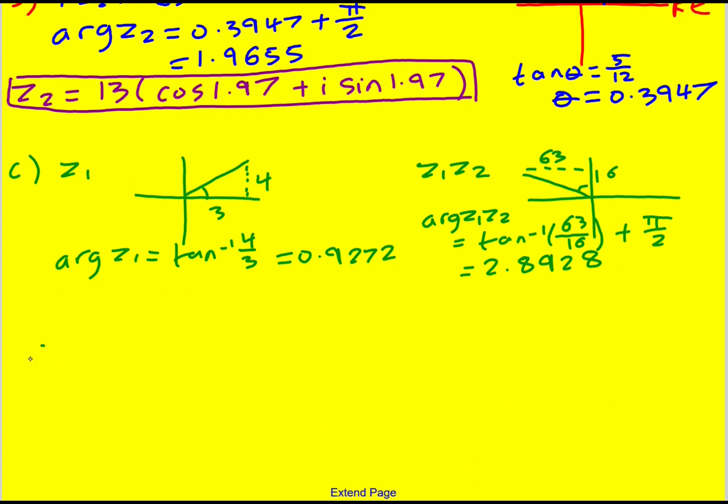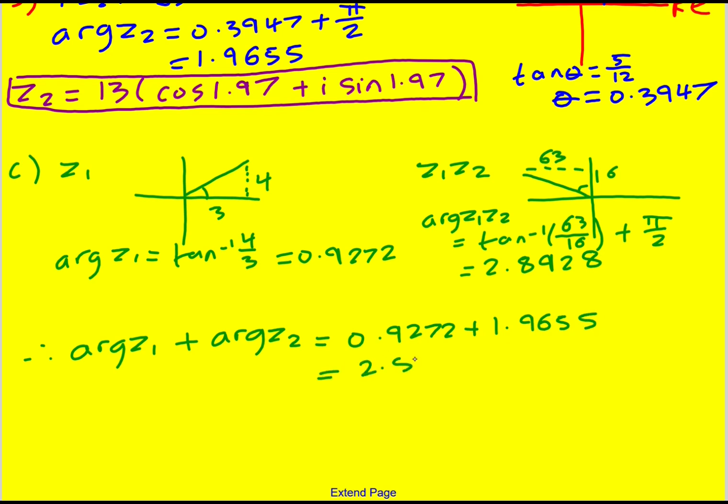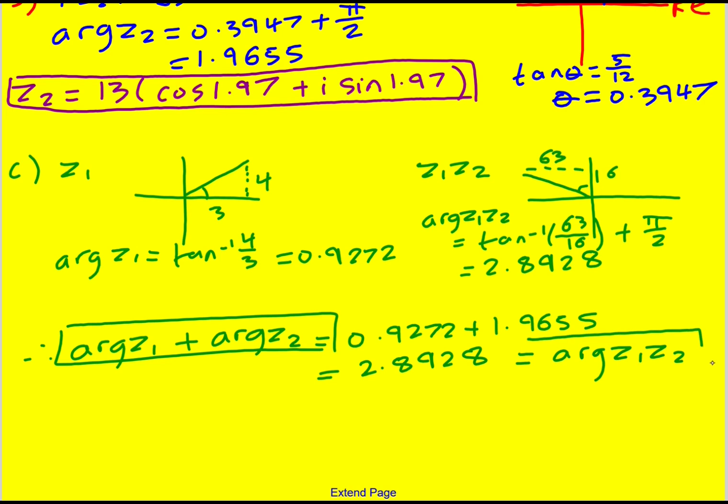So therefore, the argument of Z1 plus the argument of Z2 is going to equal 0.9272 plus 1.9655, which if you put in your calculator will give 2.8928, which is the argument of Z1 Z2. And that is what we're asked to show. So this actually is true in general, but we've shown it for a specific case here. Well done.